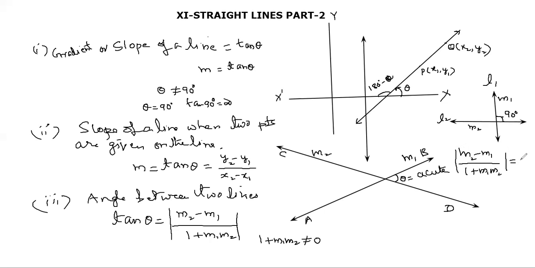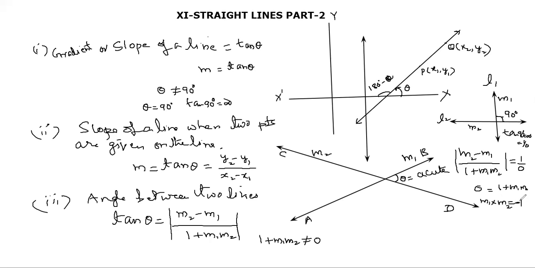Tan 90 degrees is equal to infinity, and infinity means 1 divided by 0. So the 0 will be multiplied here and it will go there. The left side will become 0, and 1 plus m1 m2 will multiply with 1, so on the right side we get 1 plus m1 m2. And 1 we can take to the left side. So we got the condition m1 into m2 is equal to minus 1.